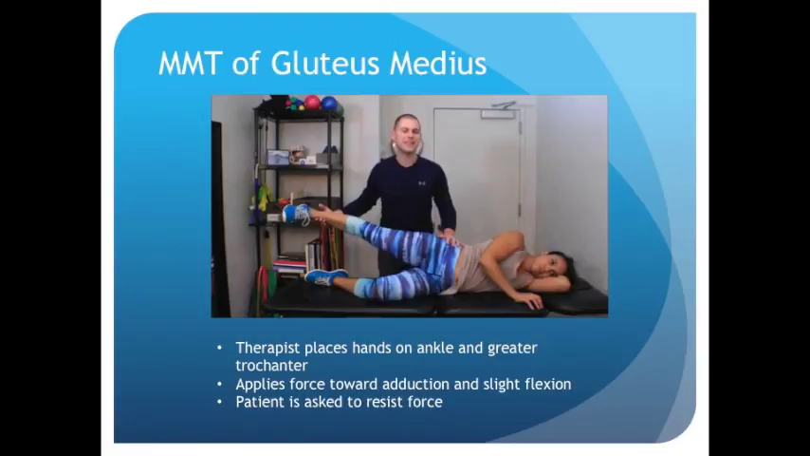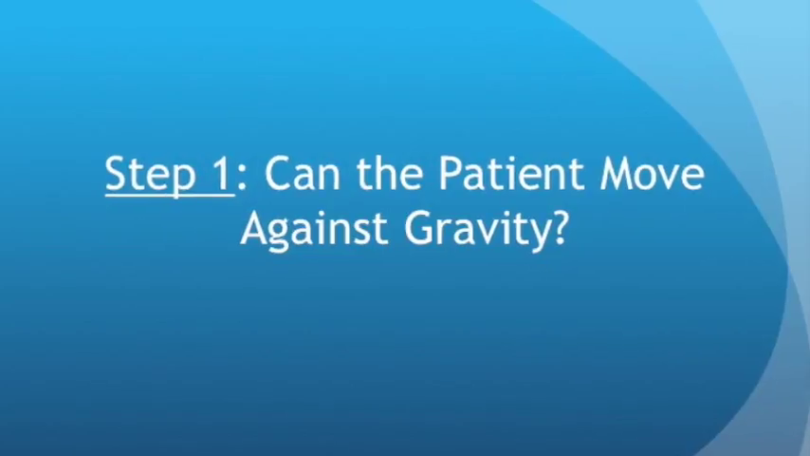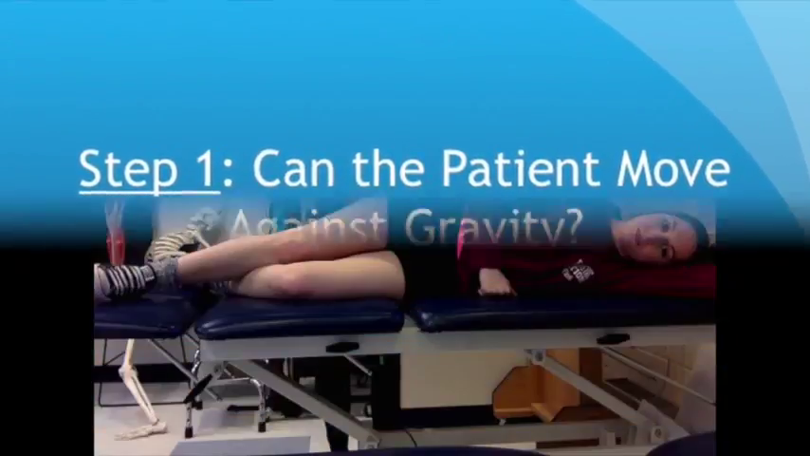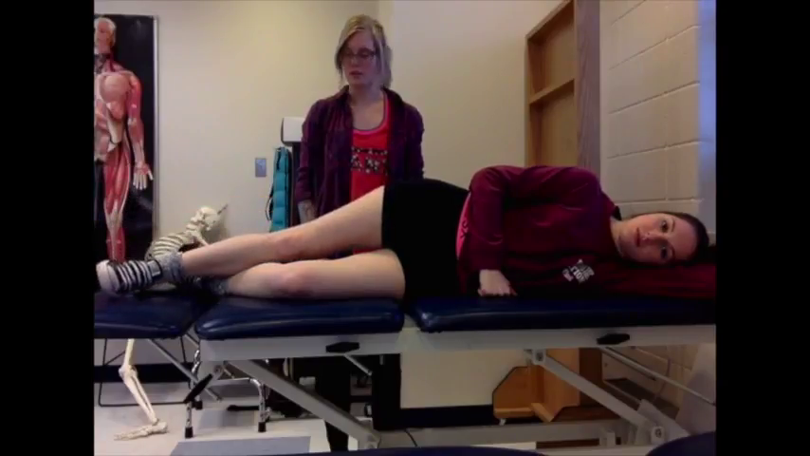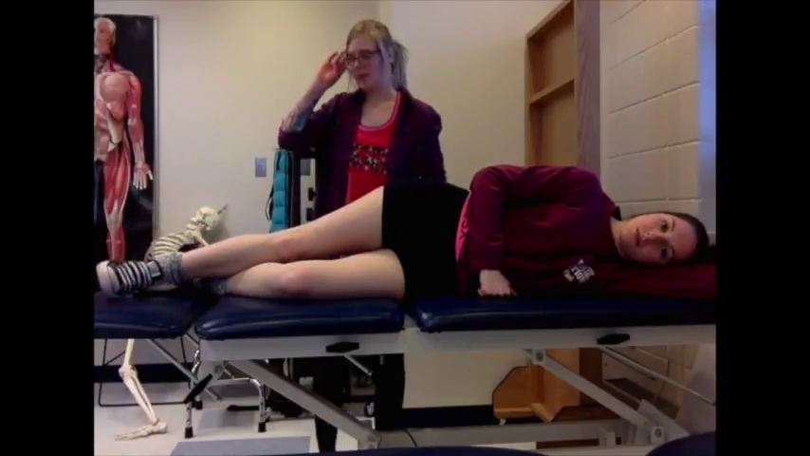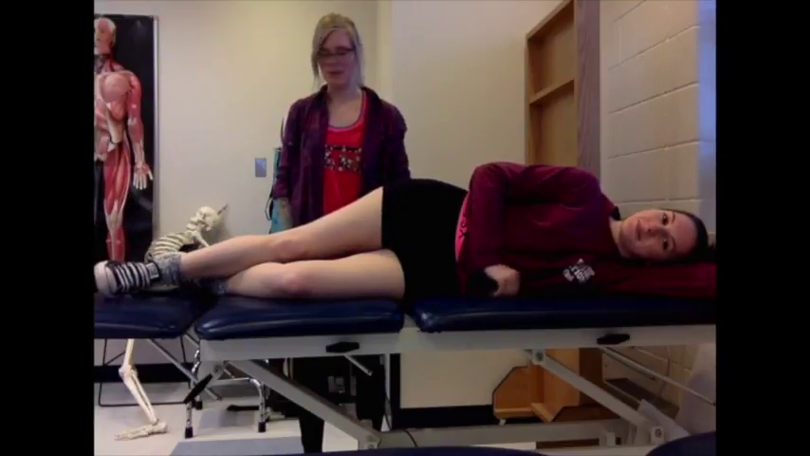The clinician will then add resistance to the superior leg straight downward in the direction of adduction while the patient abducts against the force. The patient must not flex or rotate the hip in an attempt to compensate. So as you can see, the patient here is able to move their leg through a full range of motion against gravity. This means the strength in their gluteus medius is at least a 3 out of 5.